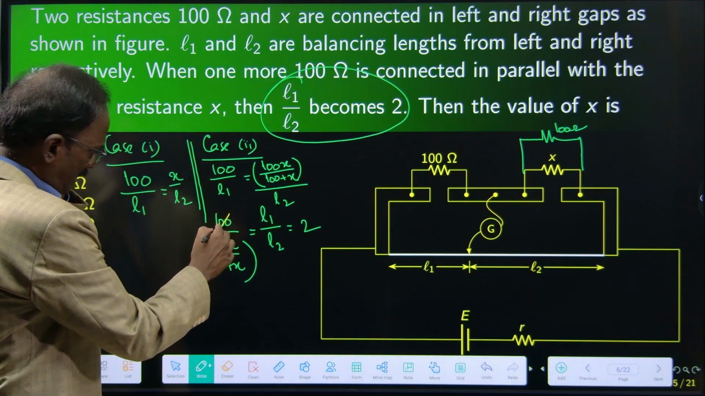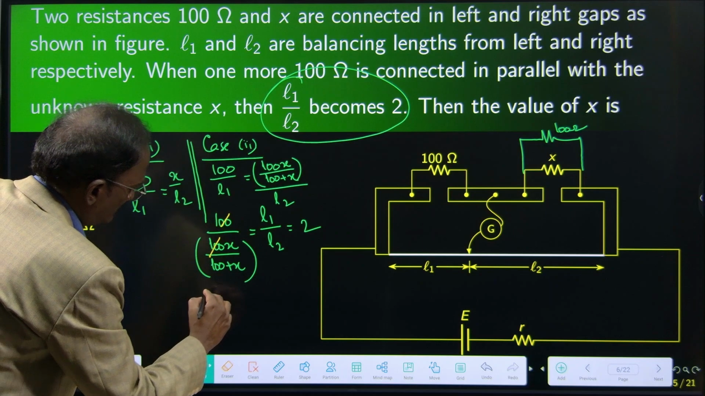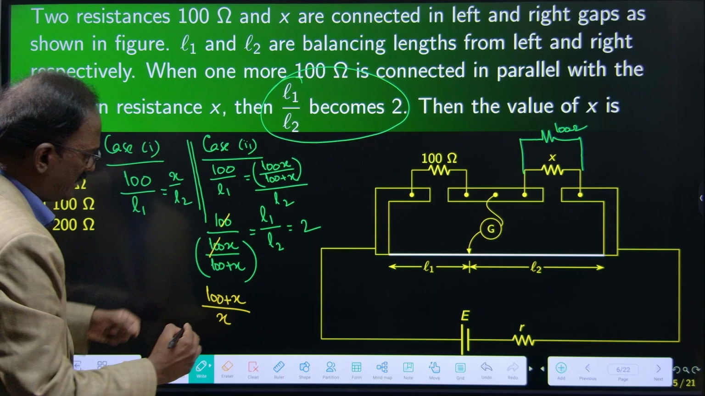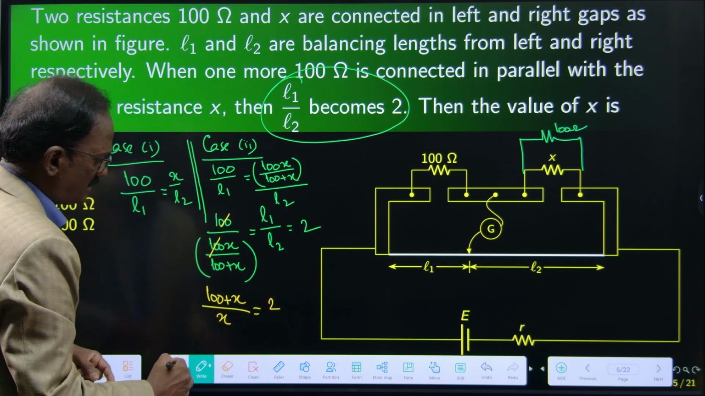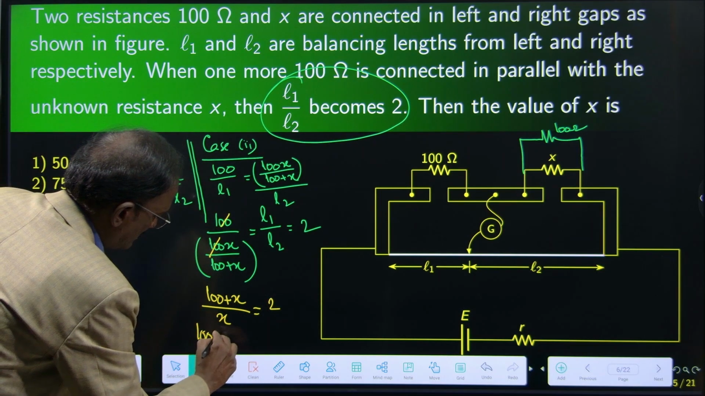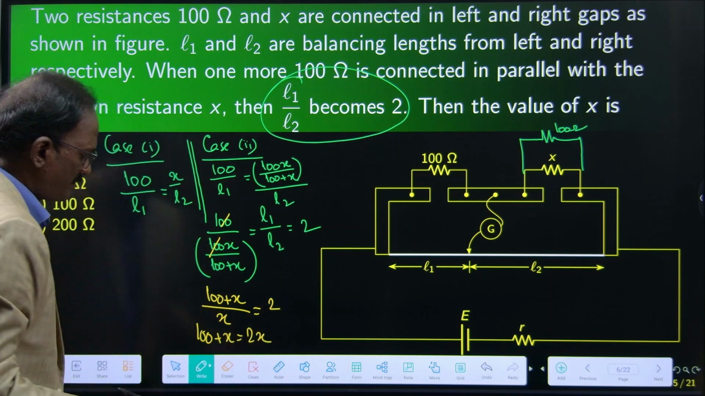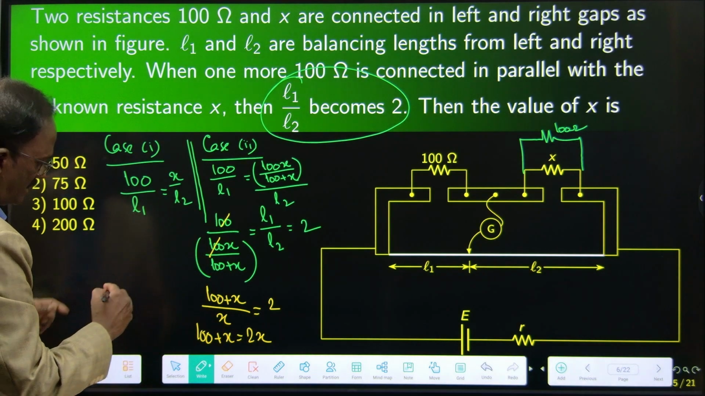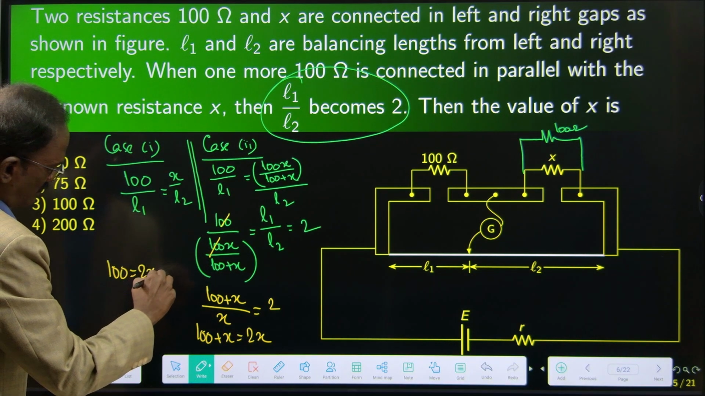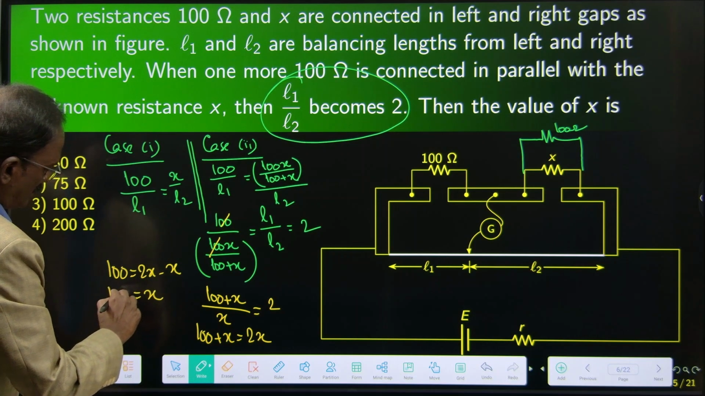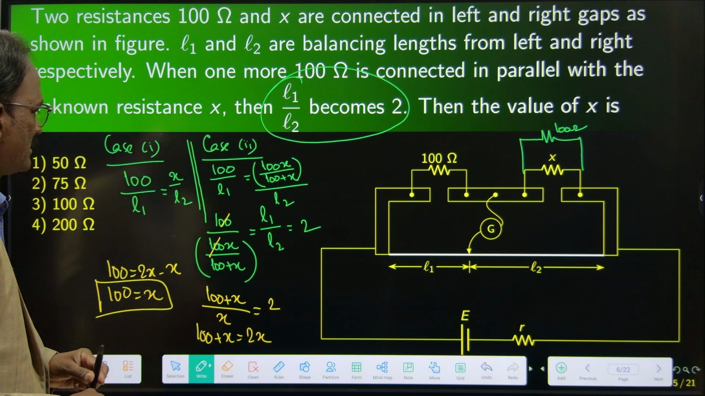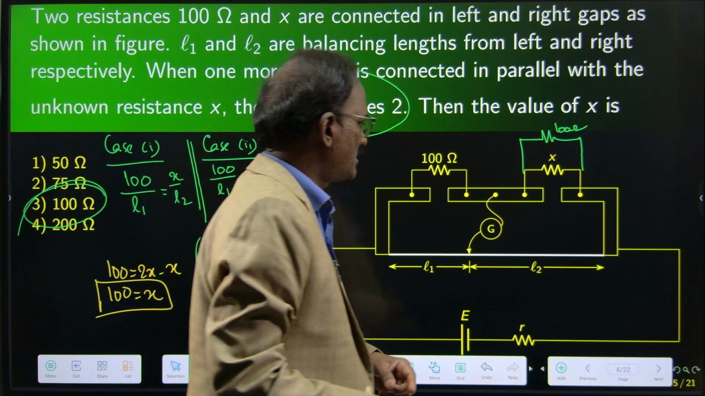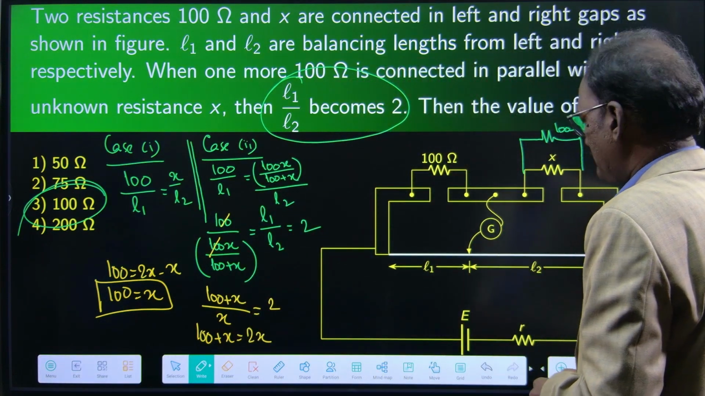Here 100 can be removed. The 100 plus x will go as numerator. 100 plus x divided by x is equal to 2, right? Then 100 plus x is equal to 2x. If you take x to the right side, 100 is equal to 2x minus x, that is x. X value is 100 ohms. That is the answer, right? X value is 100 ohms. Option 3 is the right answer.